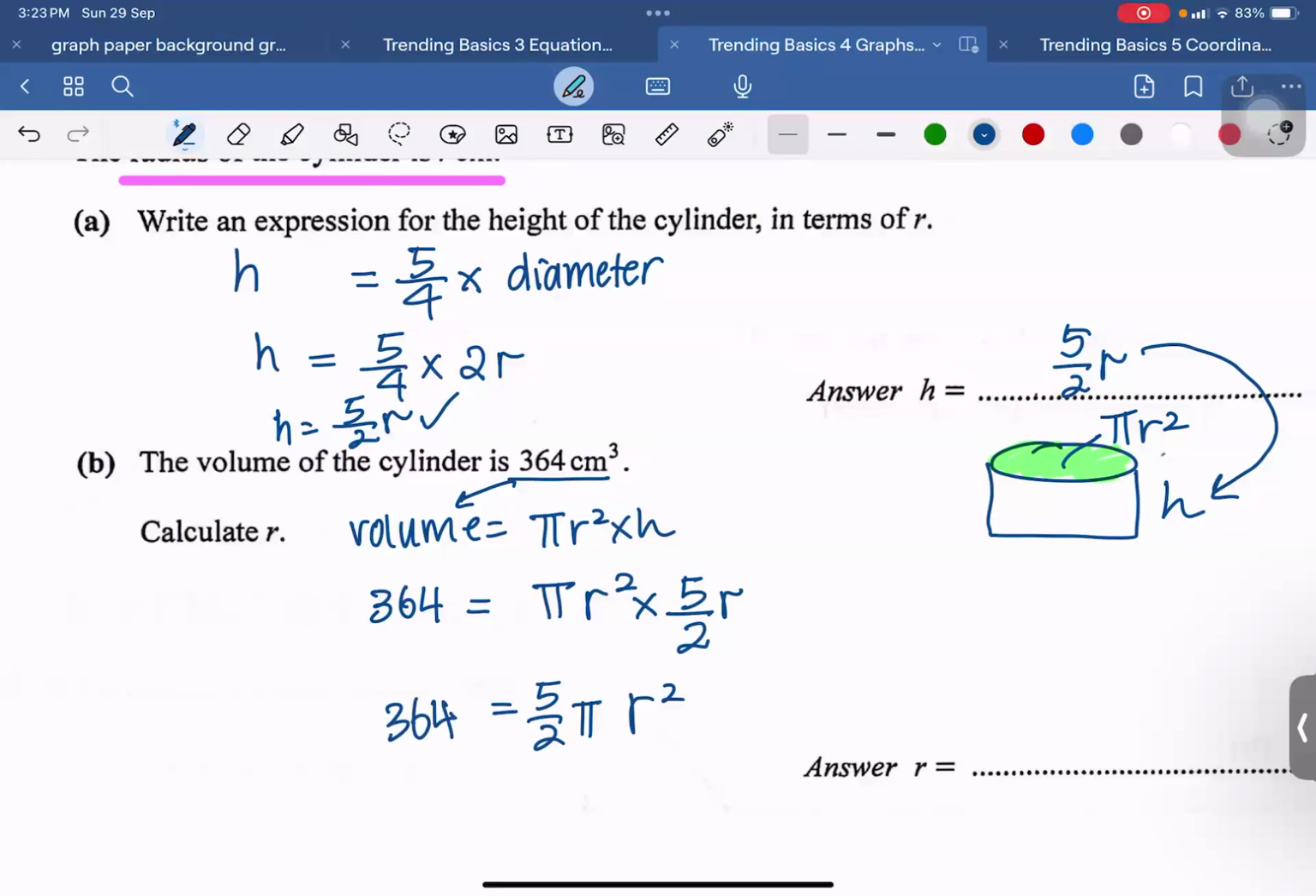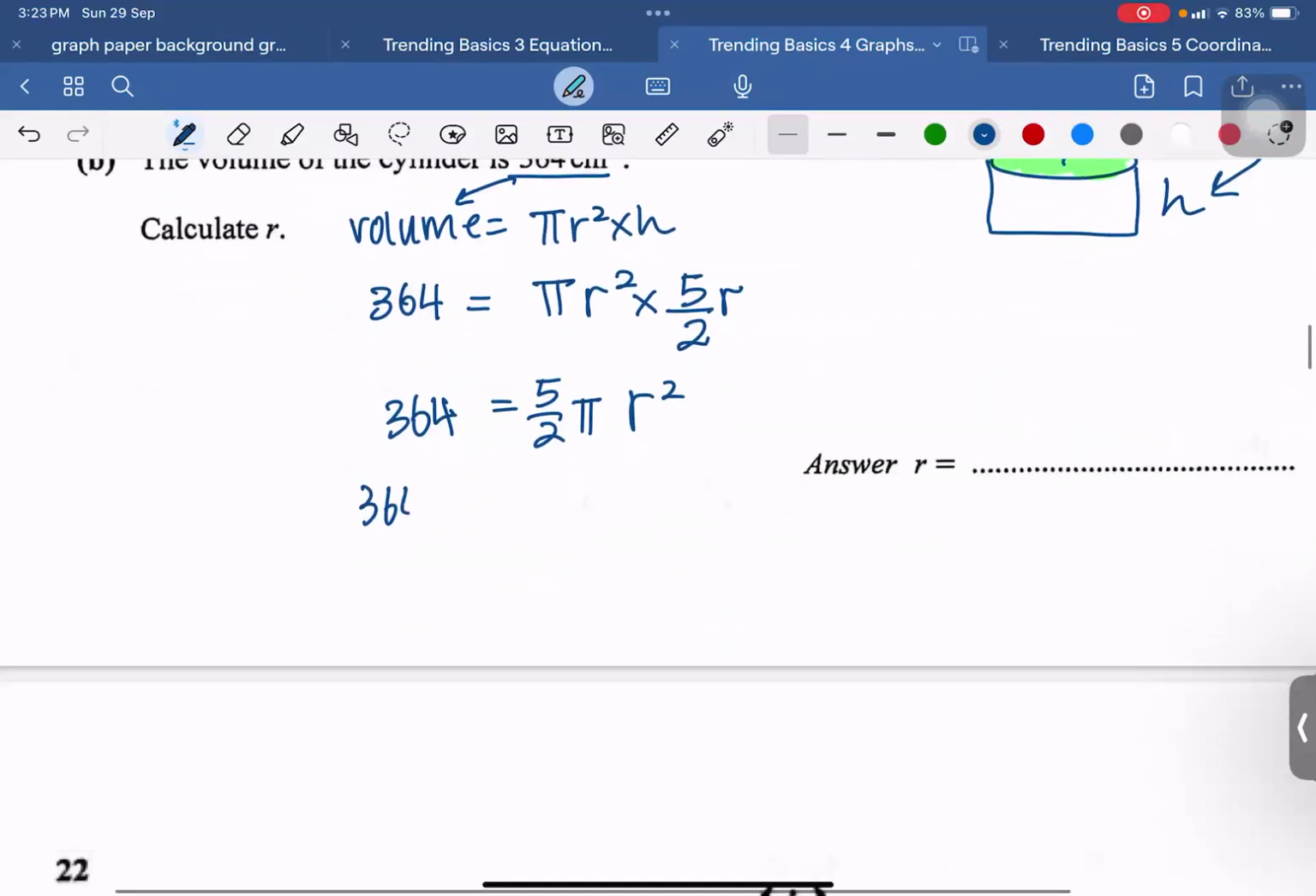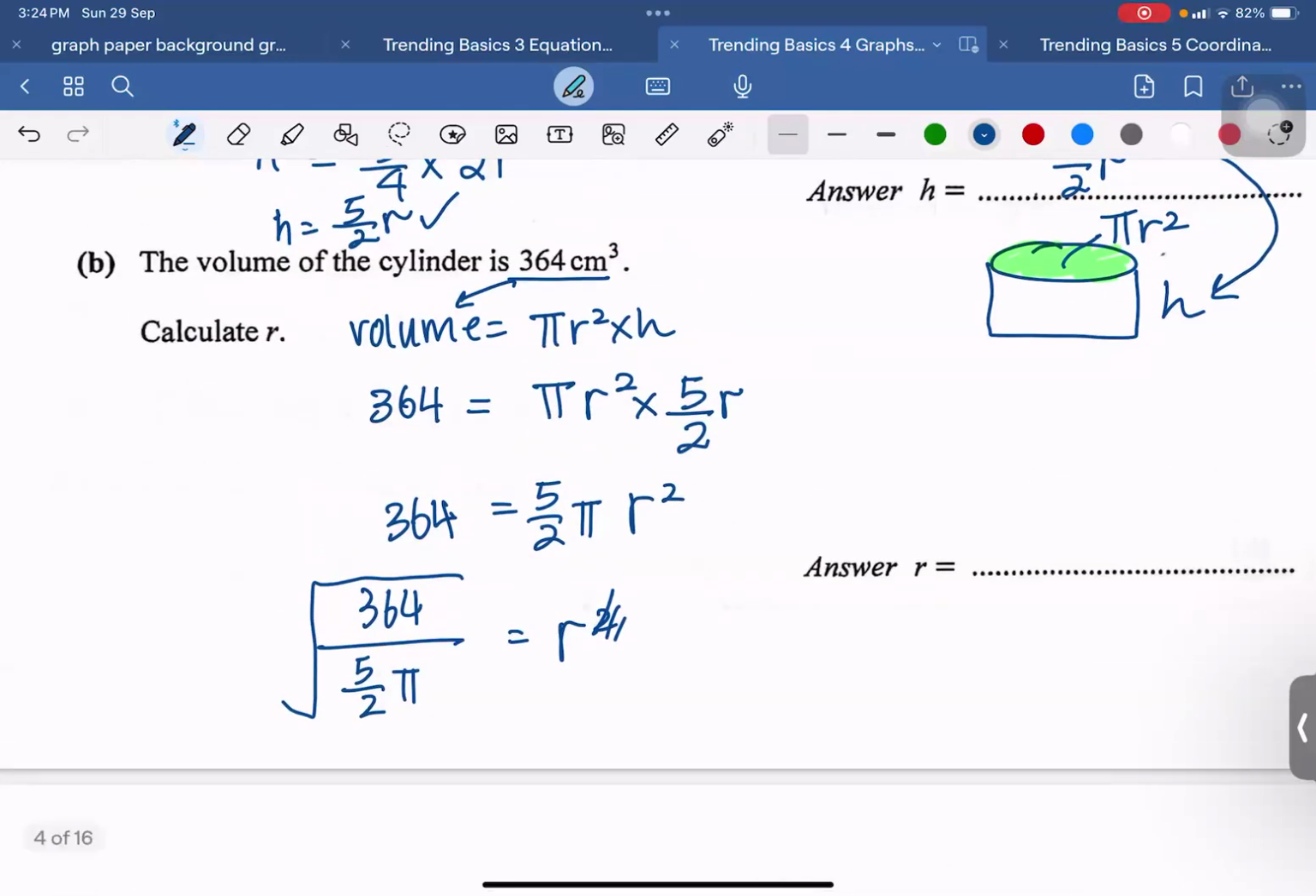Still don't panic, we work backwards. So 364 divide by 5/2 divide by pi. Or you don't like to write it this way, you can write 364 over 5/2 pi. Get r squared. And I'm lazy to write my working. I will cancel and put square root. It's intuitive that a radius will most likely be positive number. So if I do not want to write the negative answer, I may do so. Okay, any kind, so type out this answer for me.